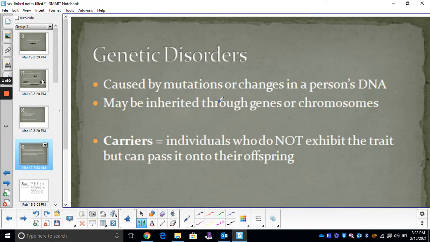Some of those traits will be genetic disorders, and that's caused by mutations or changes in someone's DNA. Sometimes those disorders can be inherited from parent to offspring. Sometimes people may actually have a gene for a disorder, but they won't show it. And we call those individuals carriers because they don't actually have the disorder, but they could pass it on to their offspring.